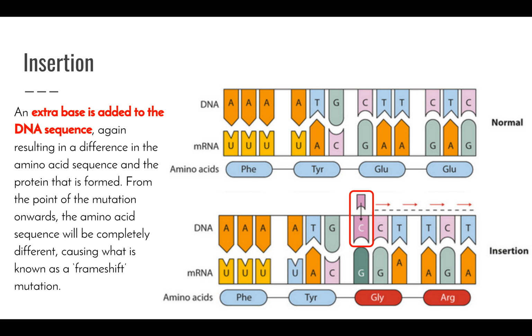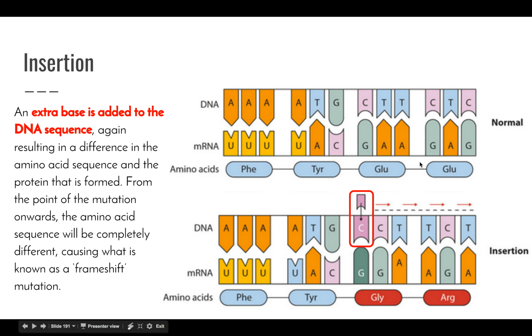In this type of mutation, an extra base is added to the DNA sequence, again resulting in a difference in the amino acid sequence and the protein that is formed. From the point of the mutation onwards, the amino acid sequence will be completely different, causing what is known as a frame shift mutation. And again, the result is usually a non-functioning protein.